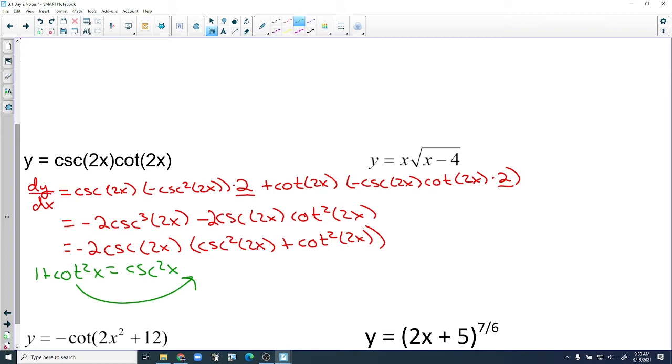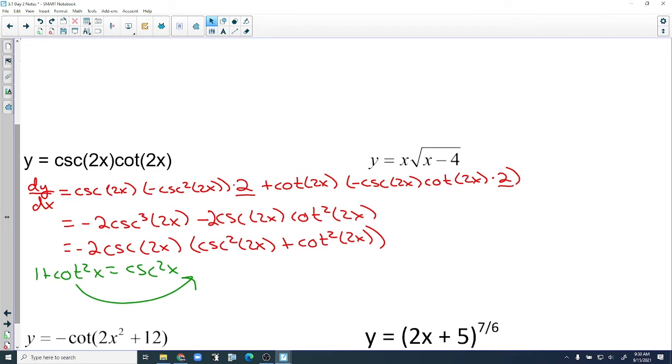And someone asked last period, does the 2x matter? It would not. As long as they're all the same, it doesn't change the Pythagorean identities. It could be cosecant of 25x. As long as they're all 25x's, it doesn't matter. Questions on this one? That's a doozy. All right, try the next one.